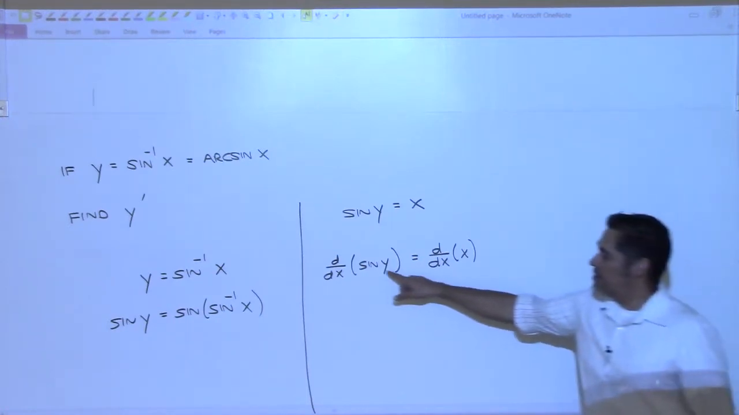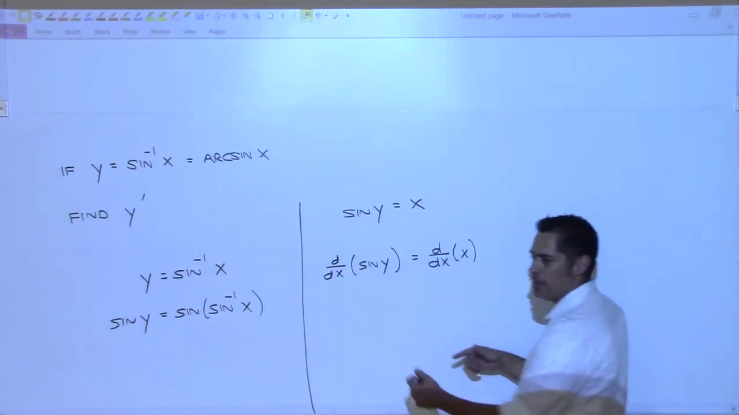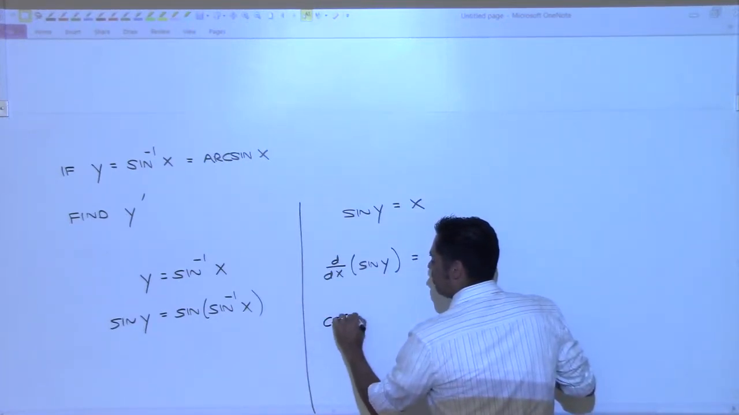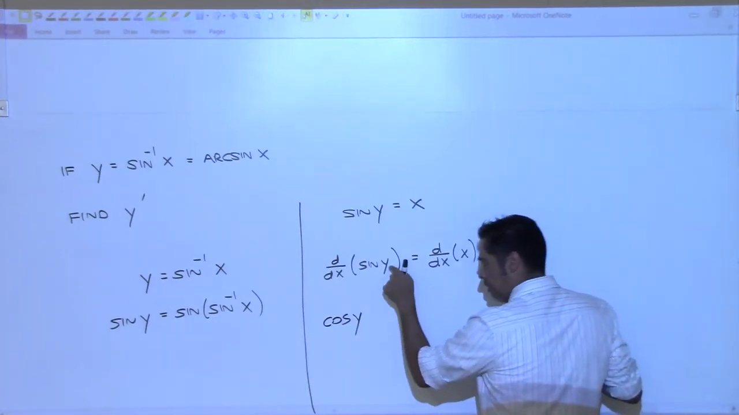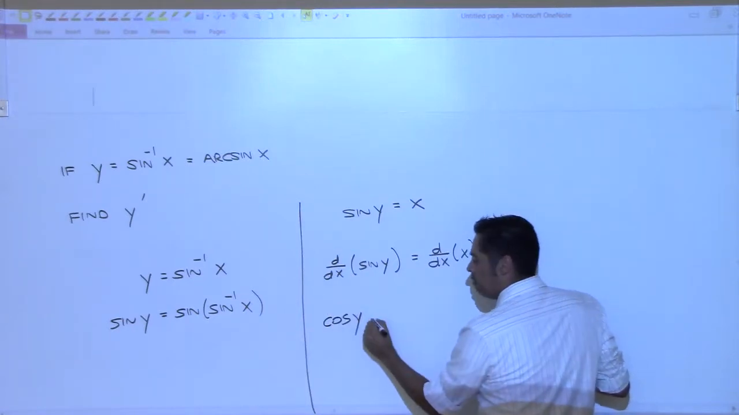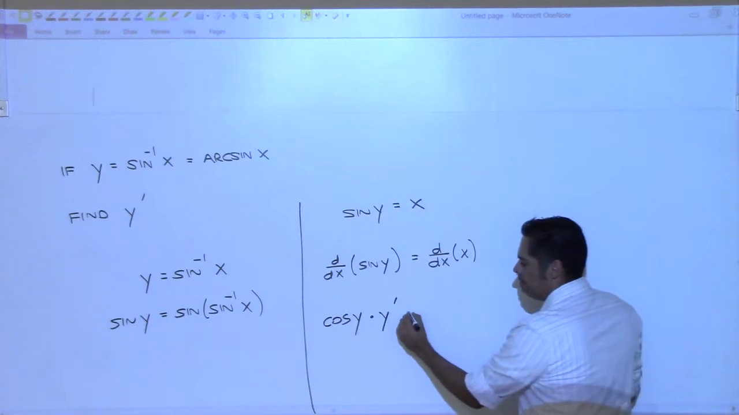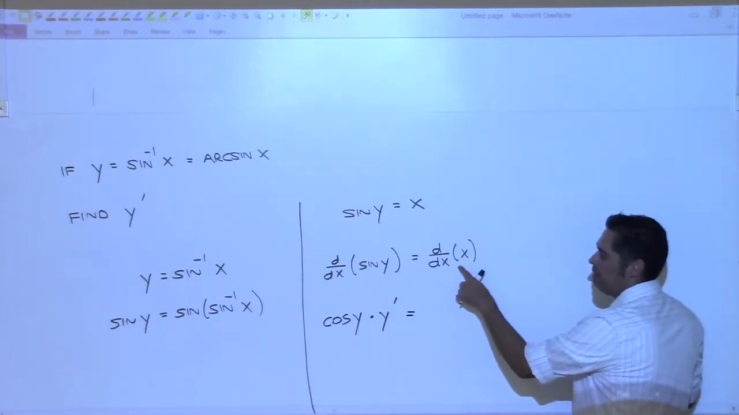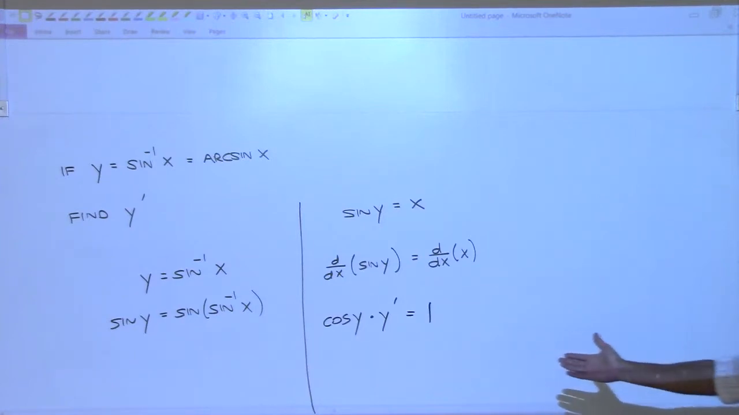Derivative of this. So what's the derivative of sine of something? Cosine. Cosine of that something, right? Now, are you done? No. What do I need now? The derivative of y. So what is the derivative of y with respect to x? dy dx, right? Which I'm going to call y prime. That all right, everyone? Yes. Okay. Now, derivative of this? 1. Okay, great. Now we can solve for y prime, can't we? Let's solve for y prime.